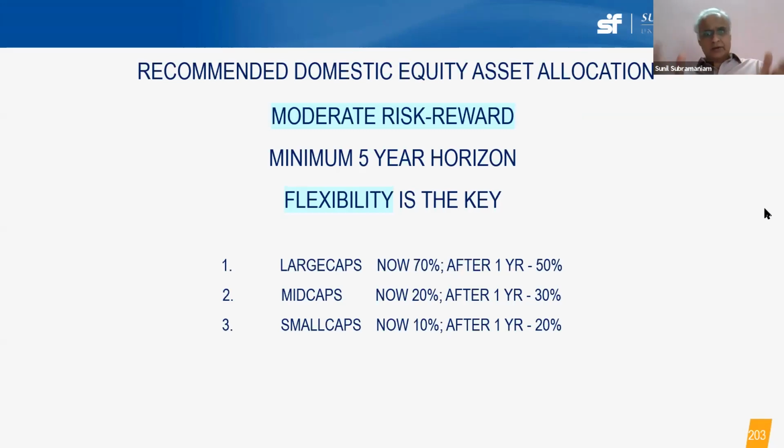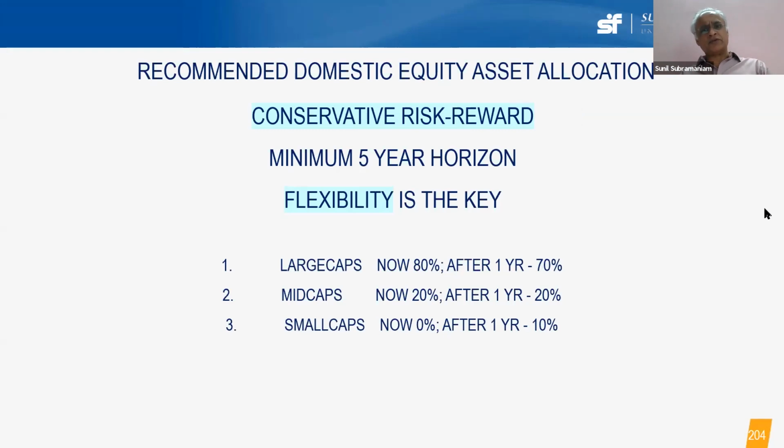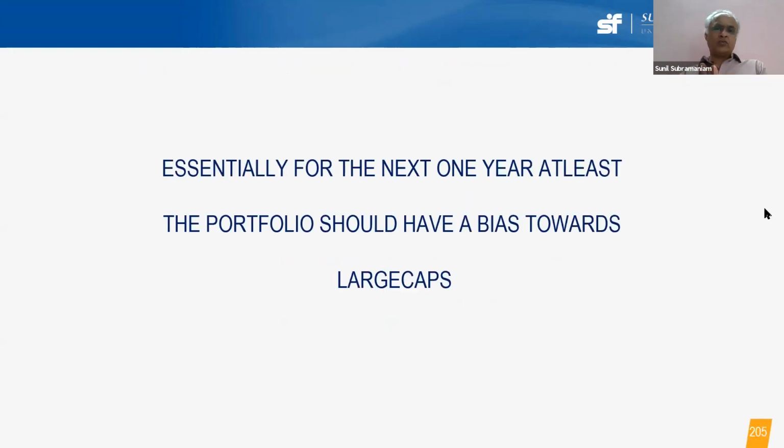If you're a moderate risk-reward investor, which explains most of the market, I would suggest that you put 70% into large caps and 30% to mid and small. Maybe a year later, you can take the aggressive positioning of today in your portfolio. If you're a conservative investor, then don't touch small caps right now. Stick to large caps at 80% and a little bit, 20%, of the larger mid caps should be the key. So essentially for the next 1 year at least, your portfolio should have a bias towards large caps.